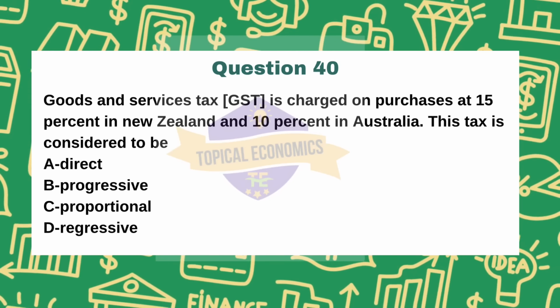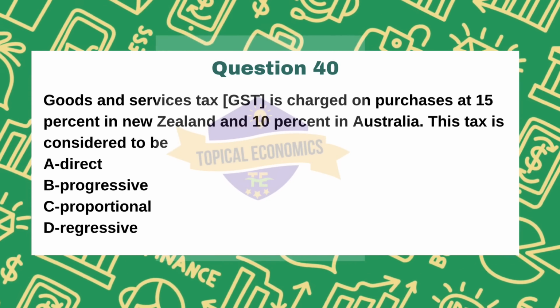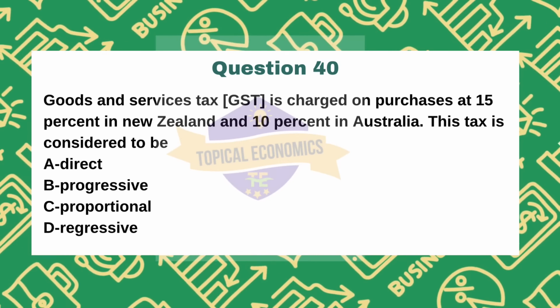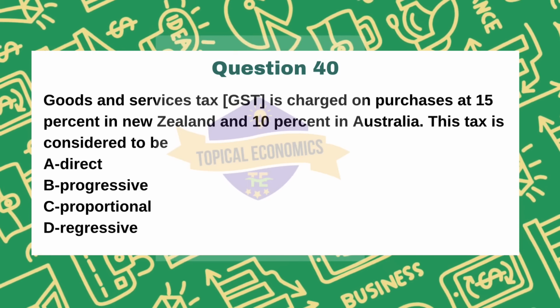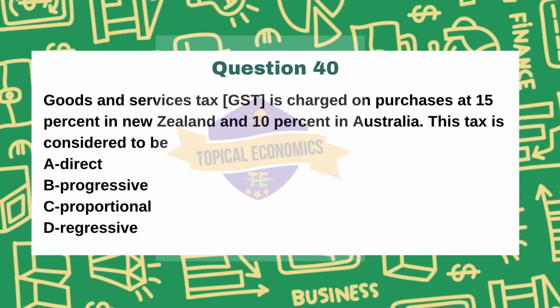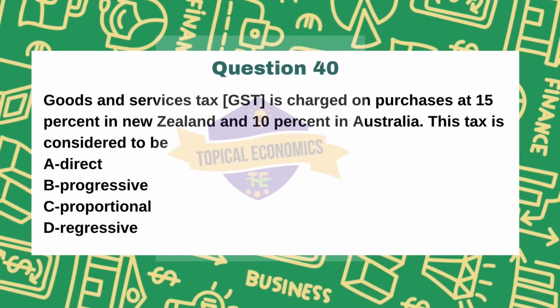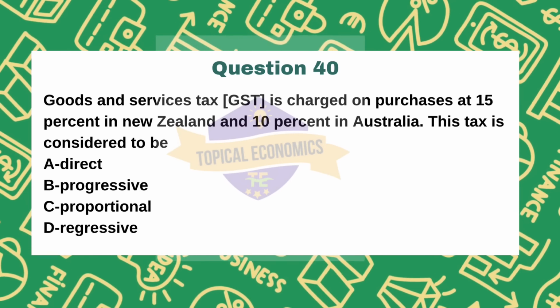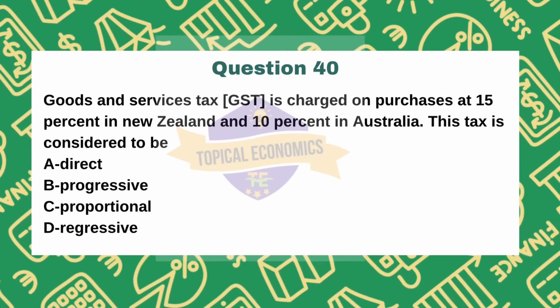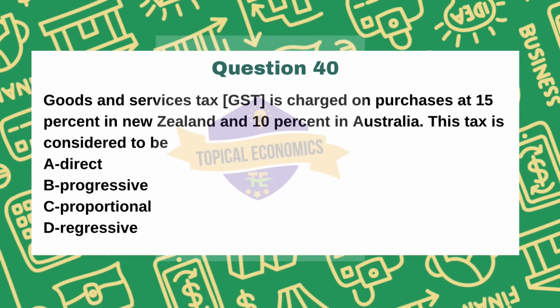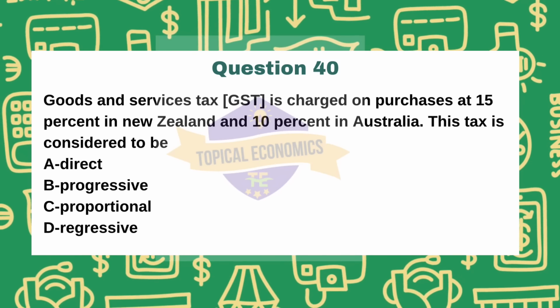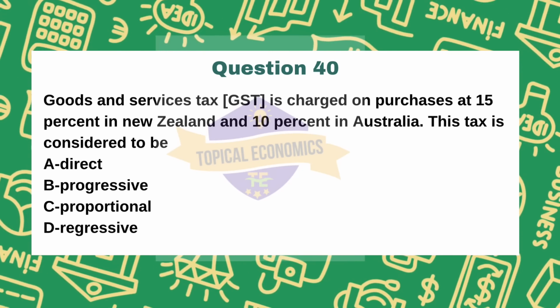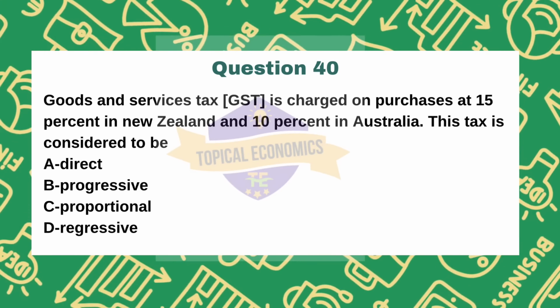Moving on to question 40. Goods and Services Tax, GST, is charged on purchases at 15% in New Zealand and 10% in Australia. This tax is considered to be A. Direct, B. Progressive, C. Proportional, D. Regressive. The correct answer for this question is option D, regressive.